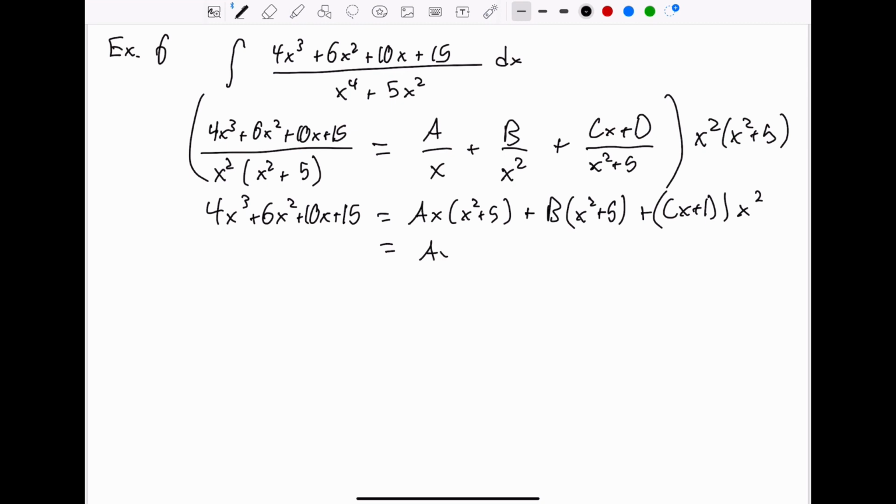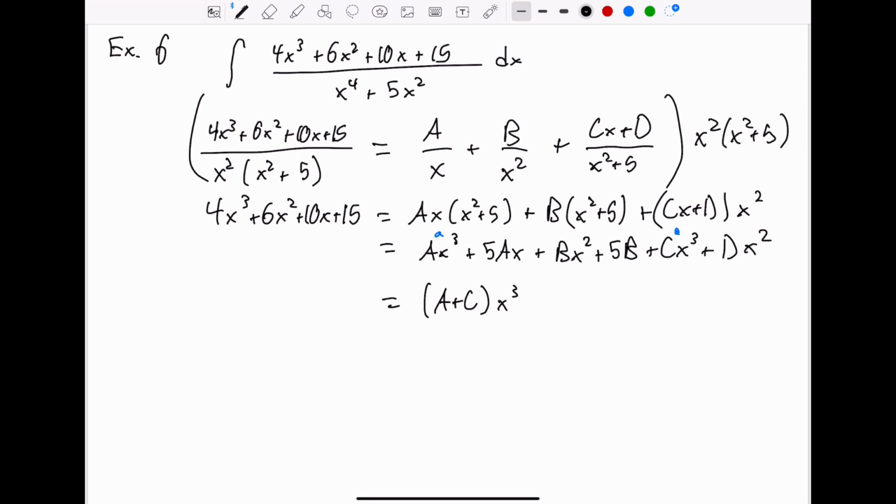Ax times x squared, ax cubed, plus 5ax, plus bx squared, plus 5b, plus cx cubed, plus dx squared. I group according to powers of x. So I first look for x cubed. I have an ax cubed and cx cubed. I want to group those together. Since it's a and c times x cubed, I will write a plus c, x cubed.